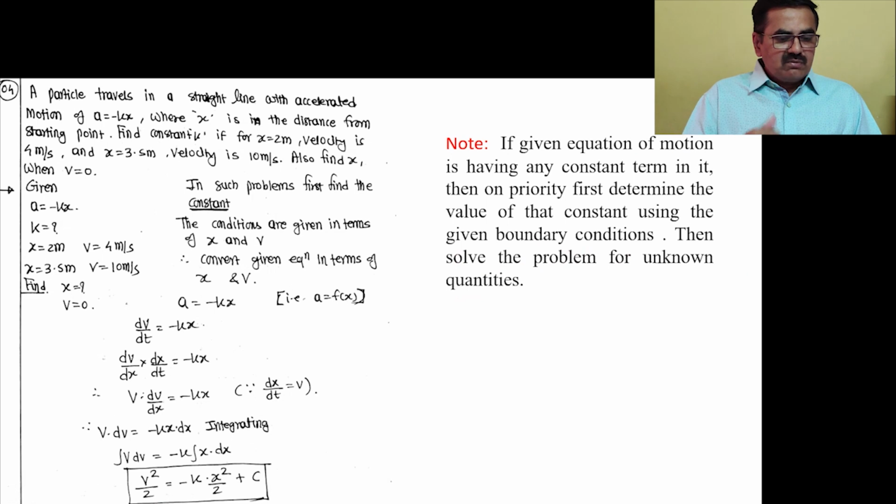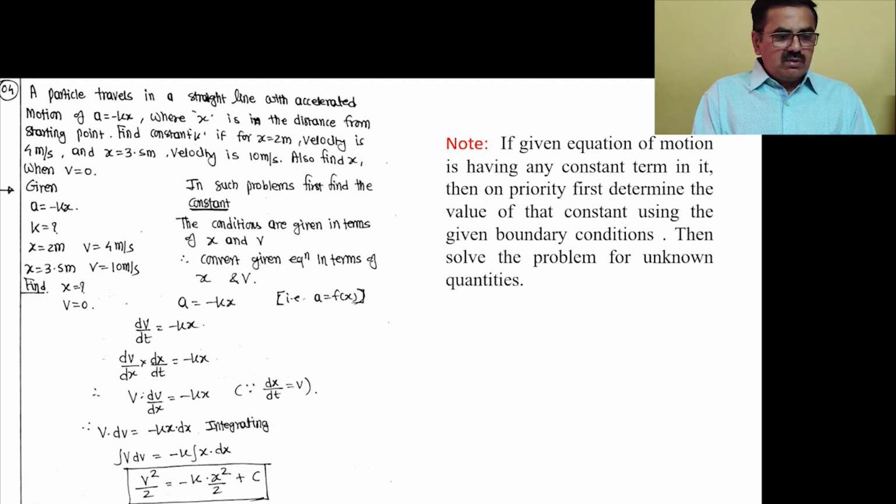A particle travels in a straight line with accelerated motion of a is equal to minus kx, where x is the distance from the starting point. Find constant k. If x is equal to 2 meters, velocity is 4 meters per second. When x is equal to 3.5 meters, velocity is 10 meters per second. Also find x when v is equal to 0.